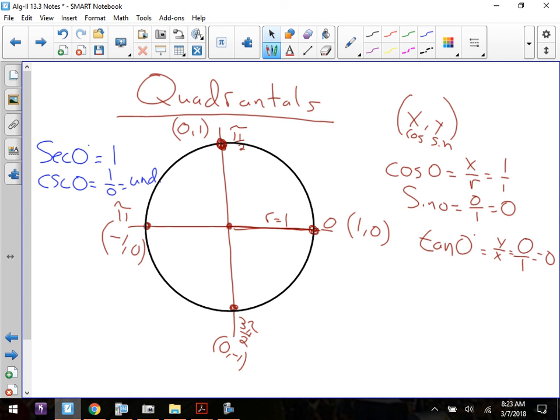If I do the tangent at 0, which is now 1 over 0, which is also undefined. So if you have a sine value that's 0, that means the inverse of 0 is undefined. And if you have a value that's undefined, that means its inverse is 0. The inverse of 1 is 1. The inverse of -1 is -1, because you're just flipping the fractions.